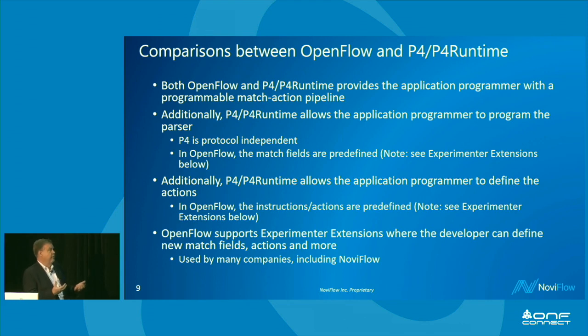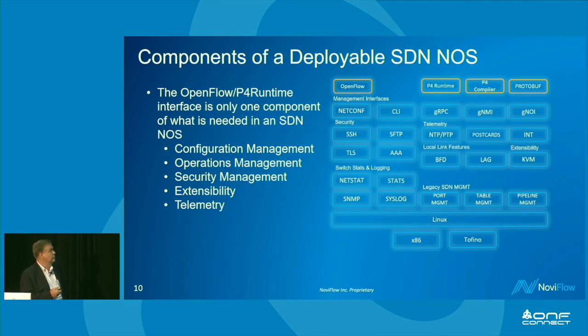And so that's on the match fields. And then, of course, on the actions, too. In OpenFlow, you were constrained by a certain number of actions and instructions. But in P4, you could create your own actions. And then there's always this little asterisk, right? So we were able to do a lot of this with the OpenFlow experimenters, but it wasn't inherent in the technology, as you saw on the previous page.